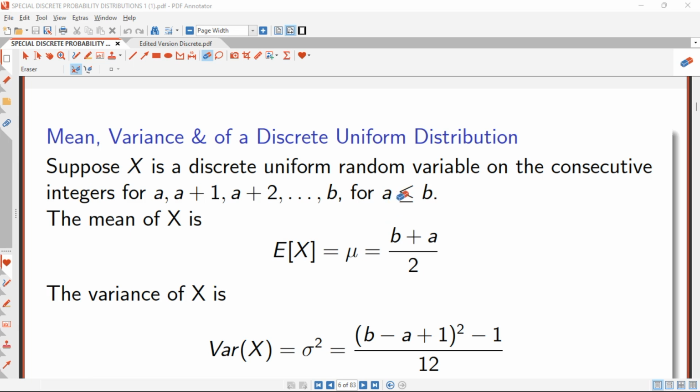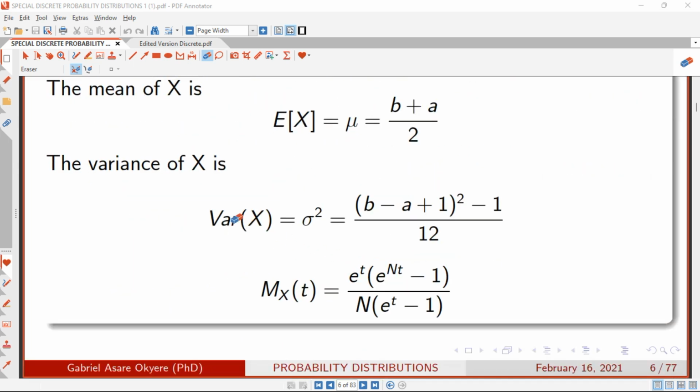Note, we are saying that a is less than b. That means that b will be our upper limit, and a will be our lower limit. So we are going to add the upper and the lower limit and divide by 2 to get our expectation. Okay? And for the variance of the discrete uniform distribution, it is equal to ((b minus a plus 1) all squared minus 1) divided by 12. So when you have this formula in mind and we are asked to calculate the variance for the discrete uniform distribution, this is what we are going to use.